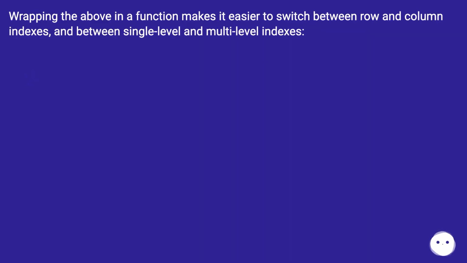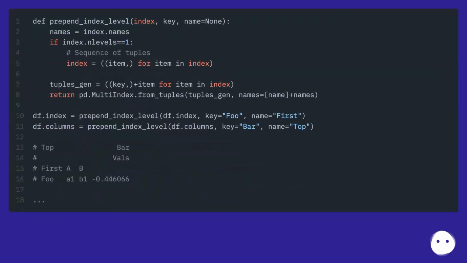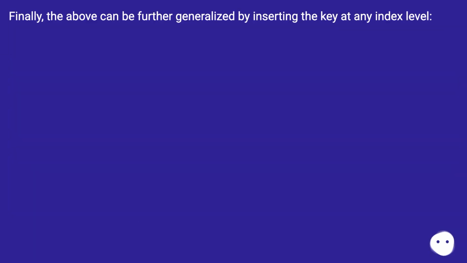Wrapping the above in a function makes it easier to switch between row and column indexes and between single-level and multi-level indexes. Finally, the above can be further generalized by inserting the key at any index level.